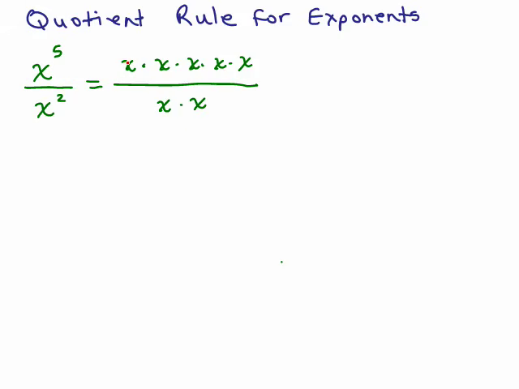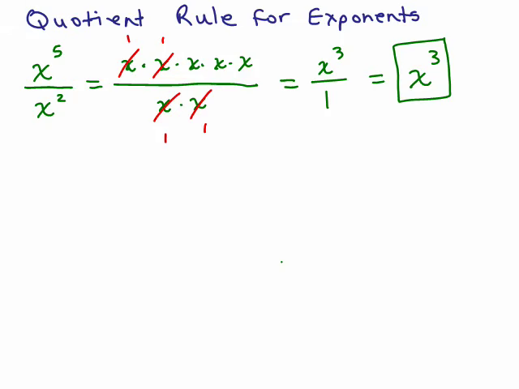You can see that you can cancel some of the x's out, so really you end up with just a 1 in the denominator. And then you have x cubed in the numerator over 1, which is just x cubed. Okay.